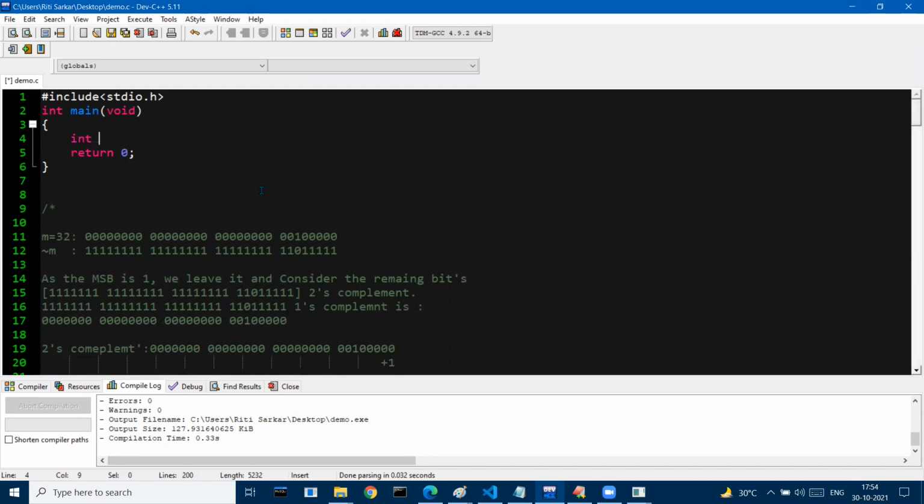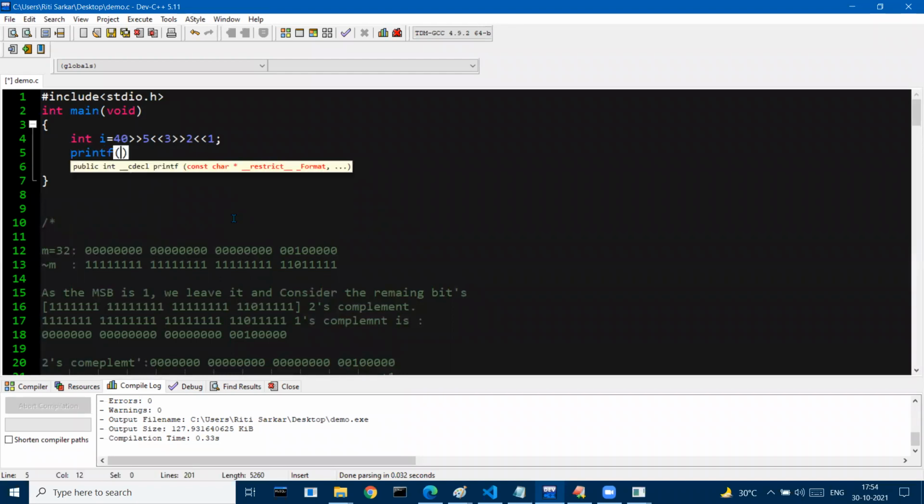Next week we will start flow control, guys. Int I is equal to 45, left shift 3, right shift 2, left shift 1. And I want to print that. What is the answer, guys?